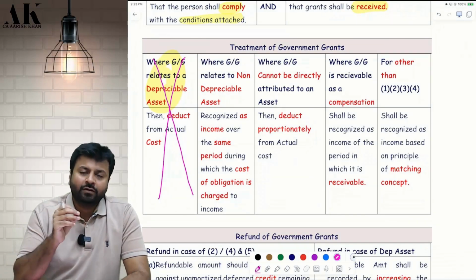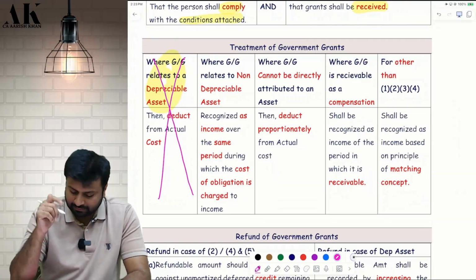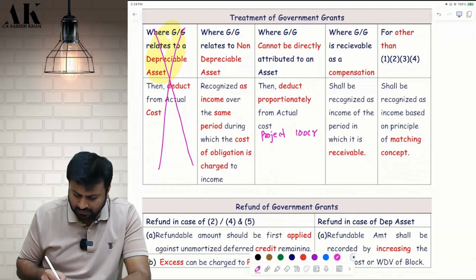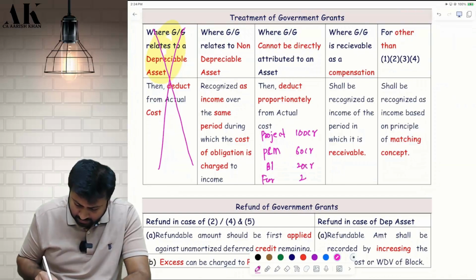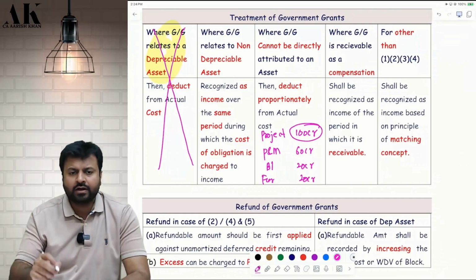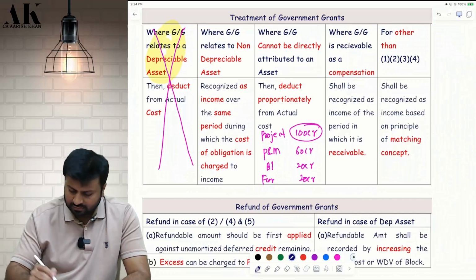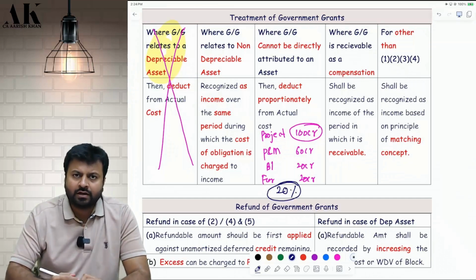Sometime government will give you grant for fixed assets, not one fixed asset, but lot of fixed assets. For example, suppose you tell government that I have a project of 100 crore rupees, please finance me something. In that project, I am going to purchase plant and machinery of 60 crore, building of 20 crore and furniture of 20 crore. This is how I'm going to have a project of 100 crore. Please finance me something. So the government says you that we will finance you 20%, for example. So 20% of 100 crore comes to how much? 20 crore.